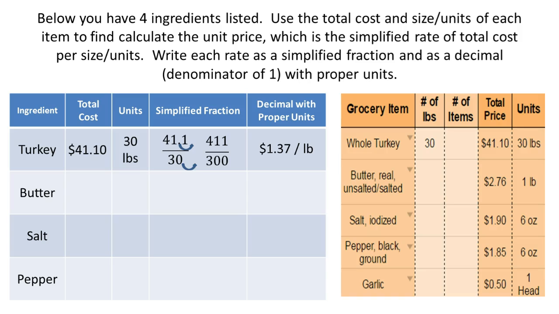For butter, we're going to do the same thing. We're going to take our total price and the total units. So I have $2.76, and I have 1 pound of butter. I'm going to set it up as a simplified fraction. Dollar amount goes up top. I need to simplify. I can't have decimals in my rate. Can't have decimals in fractions at all.